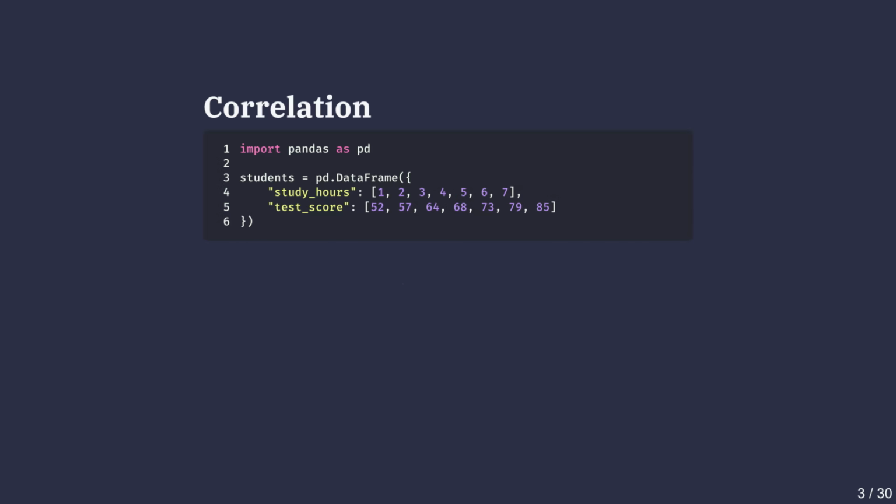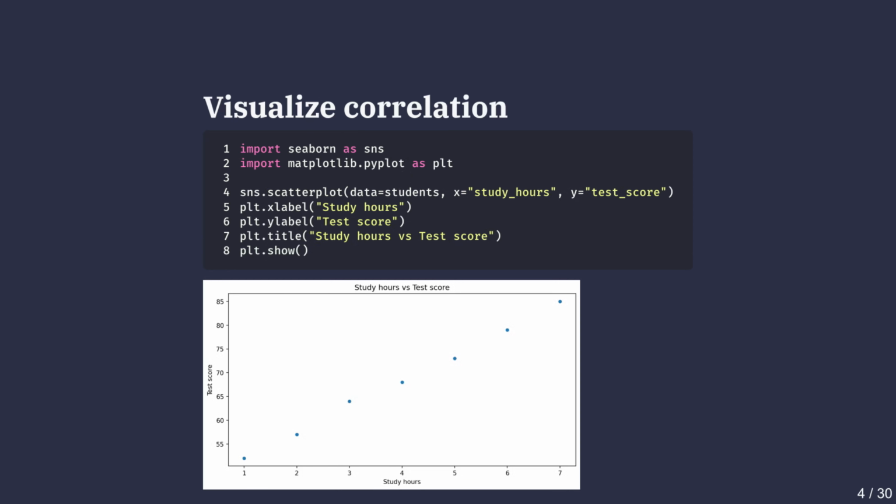Here's a dataset where I have recorded study hours and test scores. These columns represent our two quantitative variables. Usually, when we want to see if there's a relationship between two quantitative variables, the first thing we do is visualize them using a scatter plot. I have used Matplotlib and Seaborn to make a scatter plot. Here, each point represents one student.